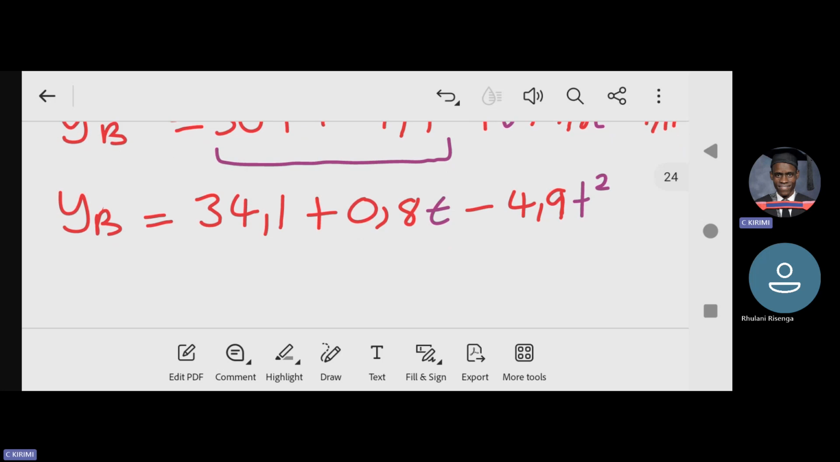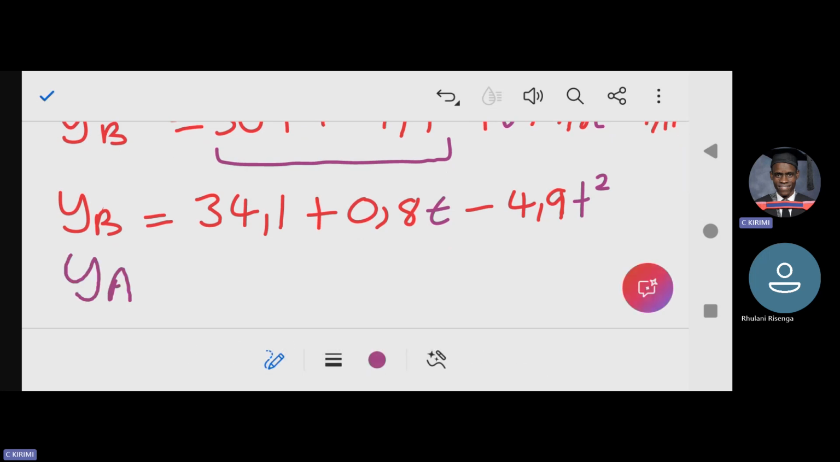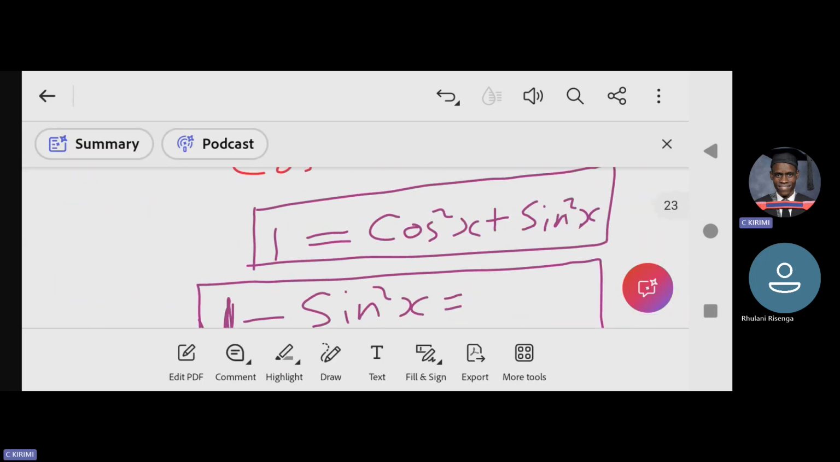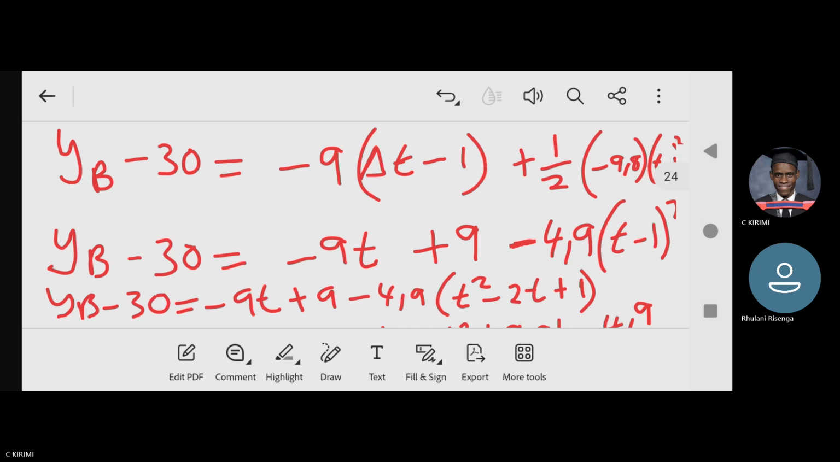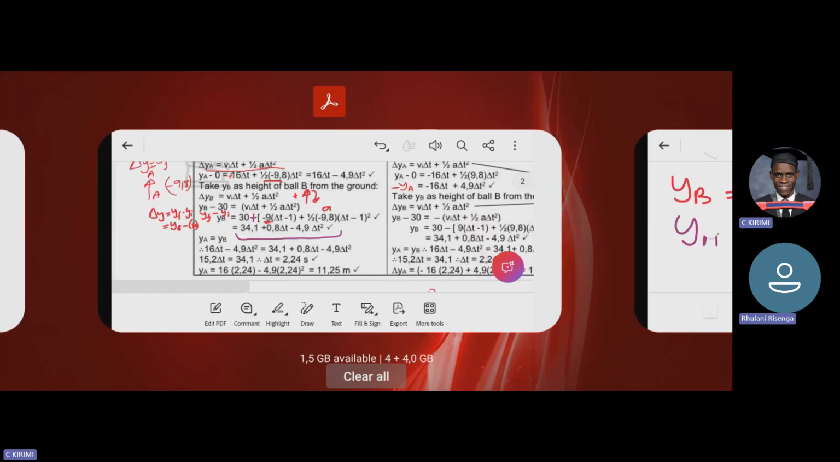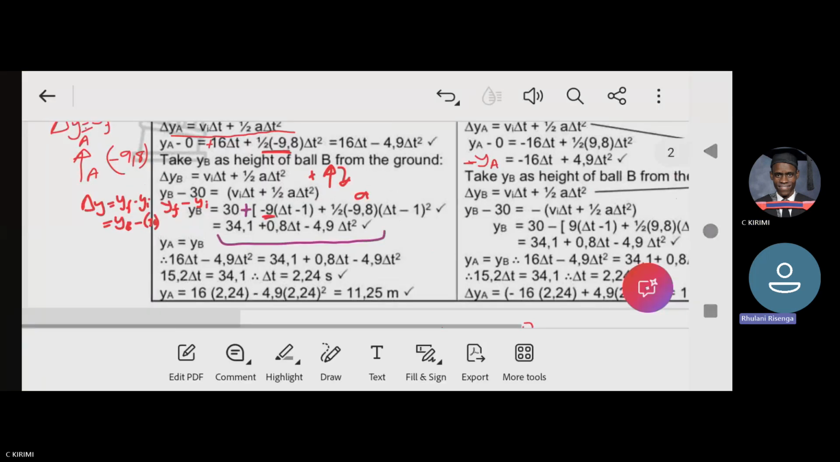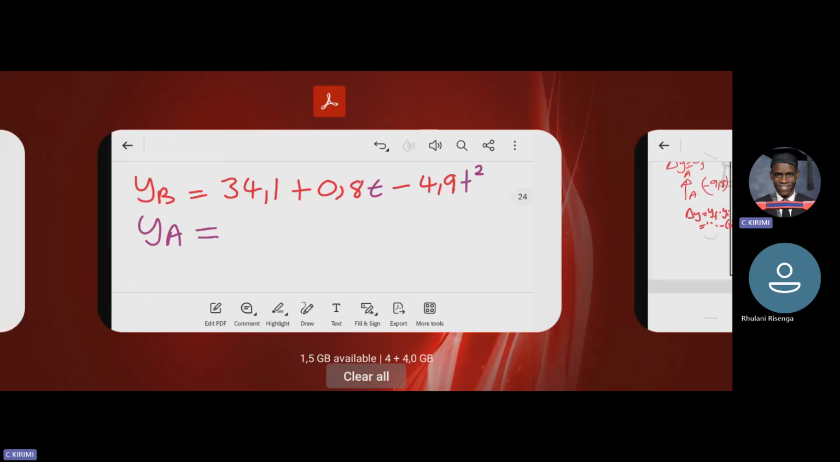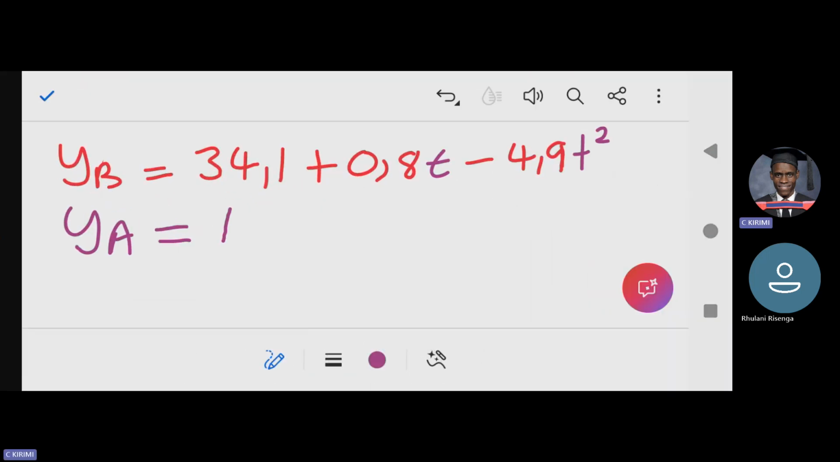So which means you solve these equations simultaneously. What was our YA for the first part? The YA which we got, which we said was correct: 16 delta t, so YA is 16 t minus 4.9 t squared, which is that delta t. So here you'll be equating: 16 t minus 4.9 t squared.